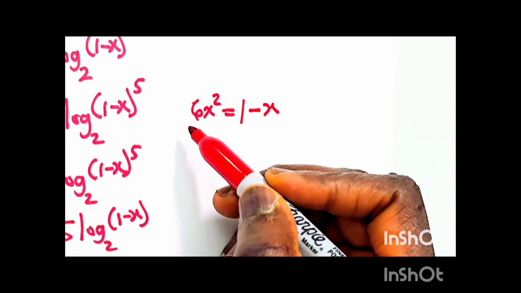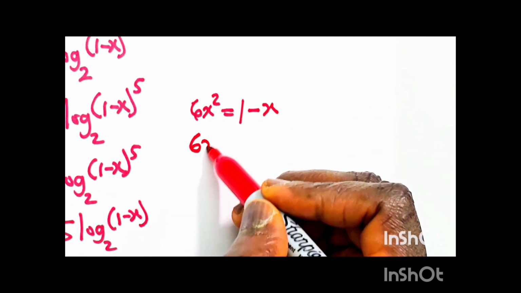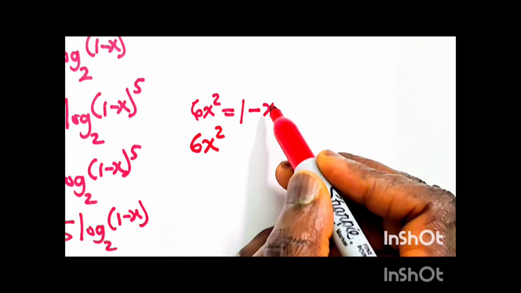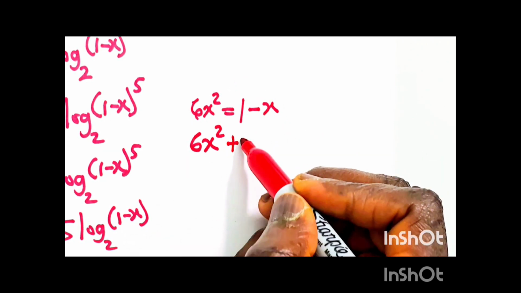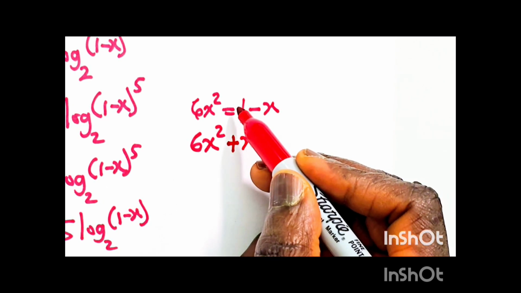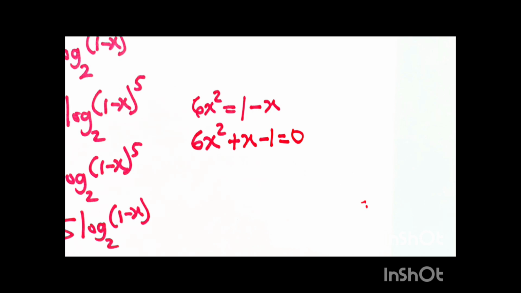So I'm bringing x into x squared, bringing everything together. So we're going to have 6x squared. If this minus x is going to the other side, it becomes plus x, and plus 1 becomes minus 1, equals 0. So we can solve this quadratically.